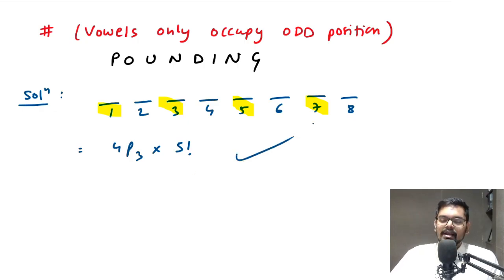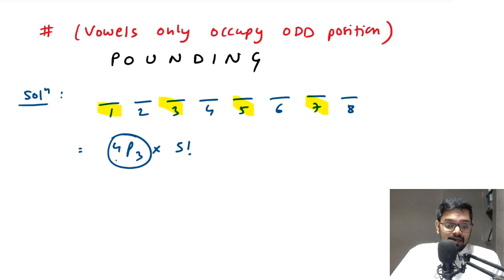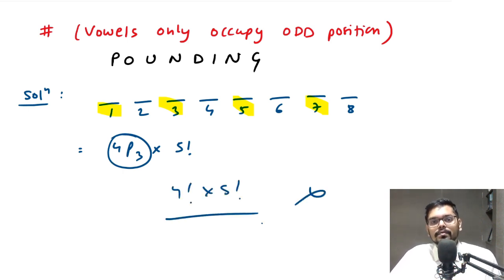So is it the final answer? No, it is not the final answer. Why? I just wrote 4P3 into 5 factorial. Sir, I should simplify this, right? So 4 factorial into 5 factorial. Is it my final answer? No. Why are you saying no? I am doing it correctly only.